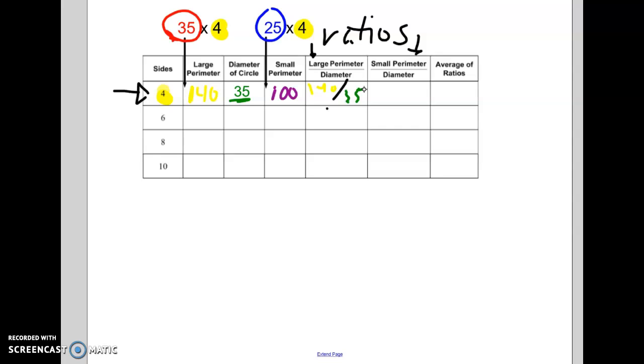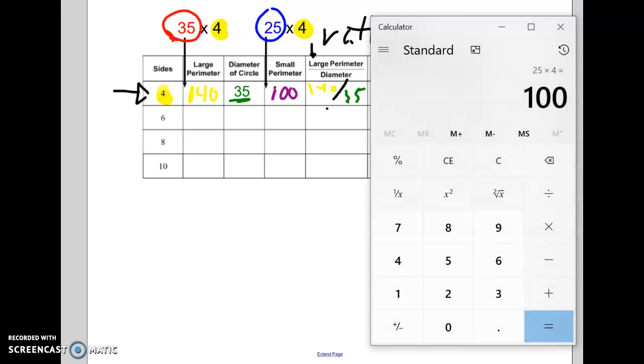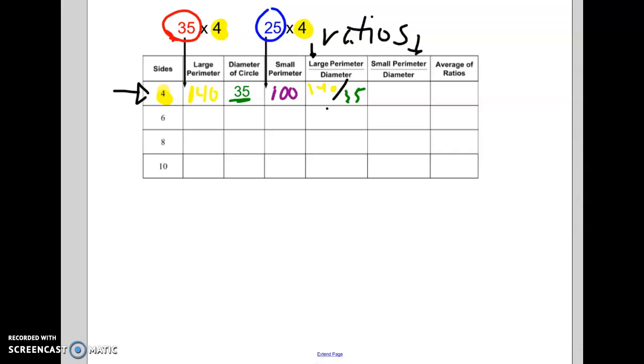We can do that on a calculator. Okay? So we're going to go 140 divided by 35, which is 4. Well, would you look at that? So I'm actually going to write 4 in here. I'm going to erase that, and I'm going to write 4. I calculated it to be 4.